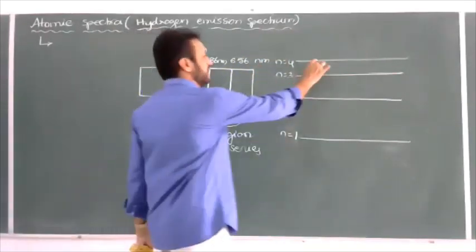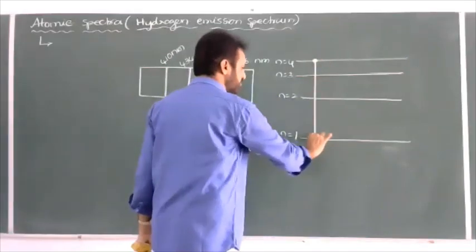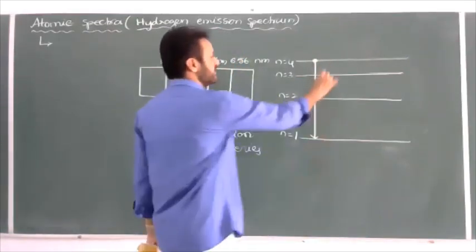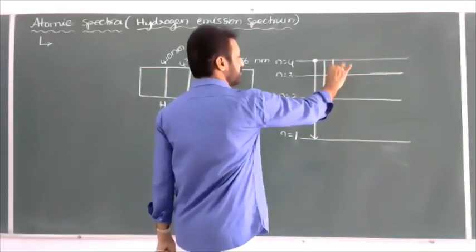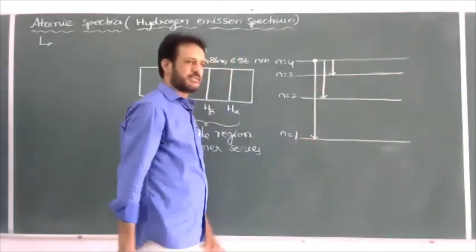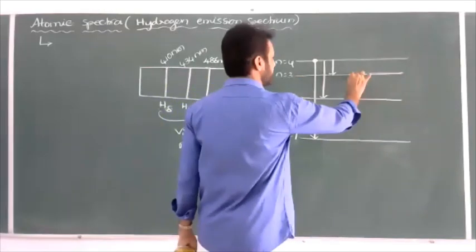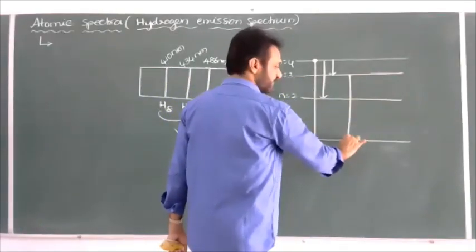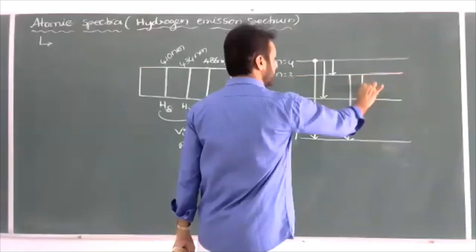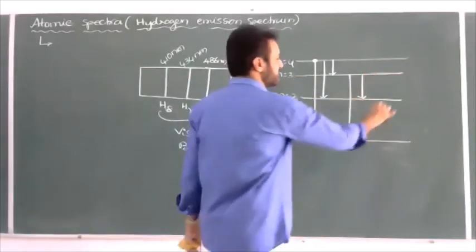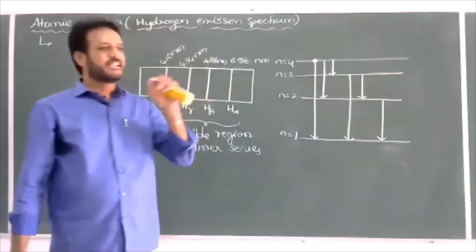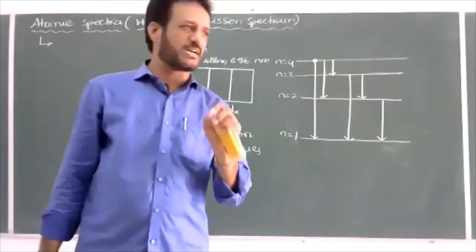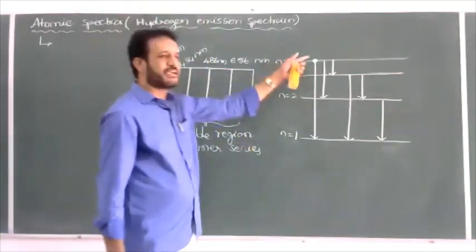One way, the electron may jump directly from the fourth to first, or the electron may jump from the fourth to second, or the electron may jump from the fourth to third also. Correct? 3 possibilities. Next, the electron may jump from the third to first. The electron may jump from the third to second also. Or the electron may jump from the second to first also. Check how many lines? 6 lines are possible. When the electron is in the fourth orbit, 6 ways the electron may return back.